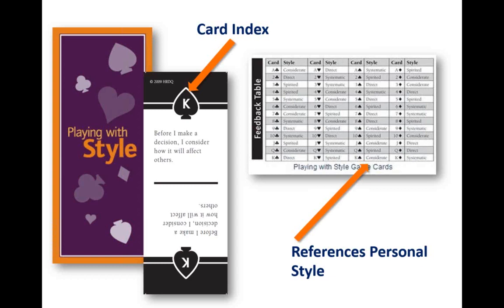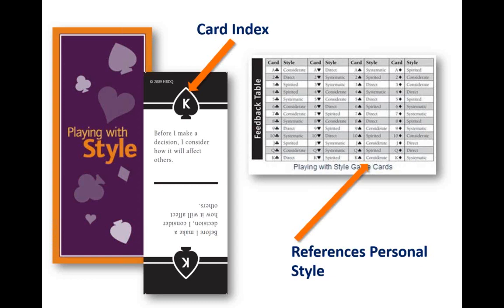The key element is a set of 52 cards, and as you can see, each card contains a card index. So you have a close-up of the King of Spades, and each card also contains, most important part, a behavior or a statement or an item. This one says, before I make a decision, I consider how it will affect others. So this is a statement, and the same statement is also printed the other way around at the bottom of the card. So you don't have to stand on your head to read what is at the bottom of the card, because it's just a mirror image.